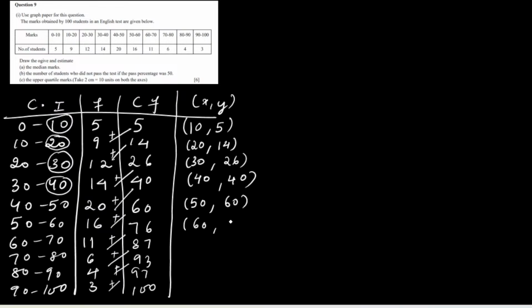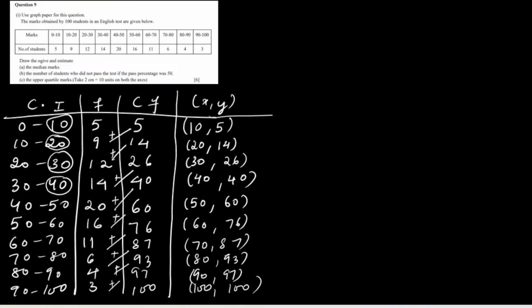60 comma 76. Then 70 comma 87. 80 comma 93. 90 and 97. 100 comma 100. So if you write these points beforehand, it'll be easier to plot the points.